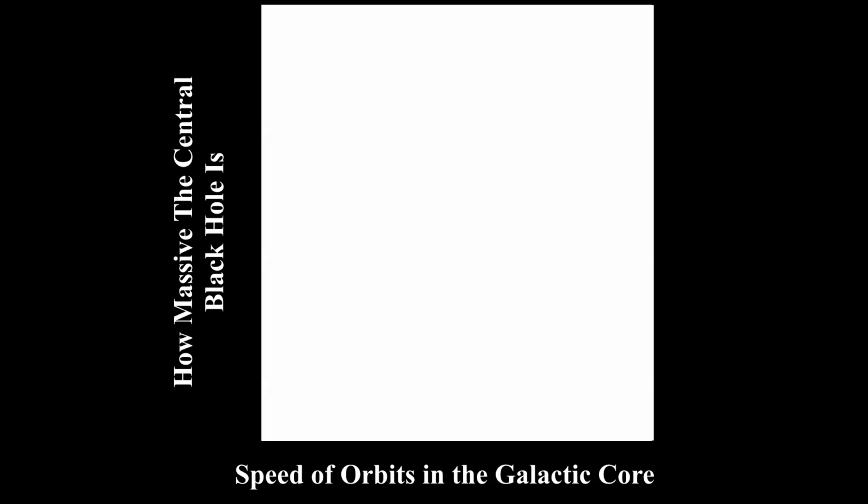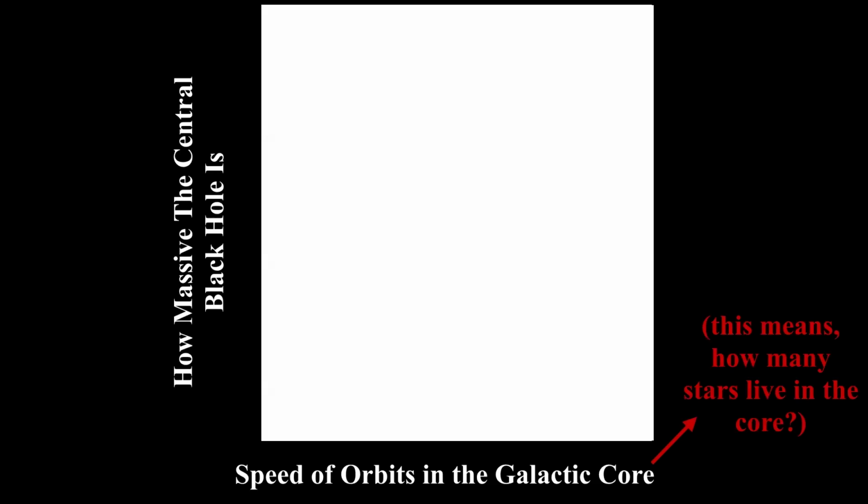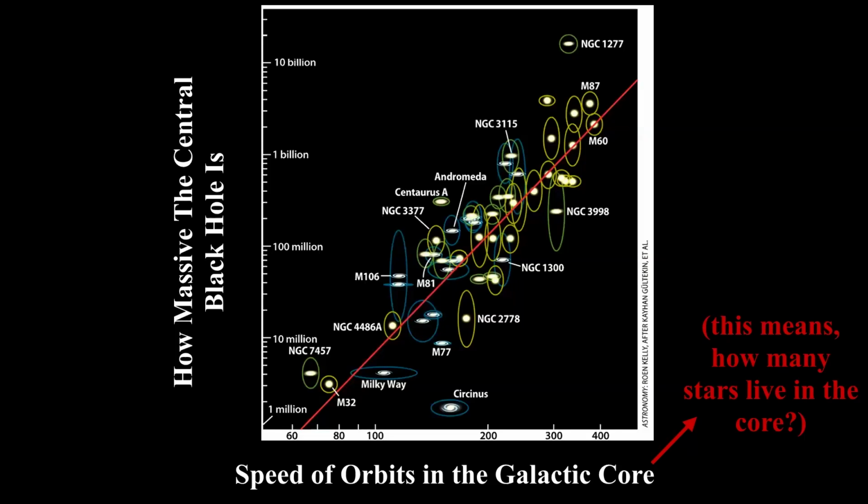So I'm going to show you a plot. I promise there's only going to be a couple. On the y-axis, how massive is the central black hole? How much does it weigh? And on the x-axis, how quickly are the stars moving around in the core of the galaxy near this black hole? What this really means is how many stars live in the core? How packed is it? If we look at all sorts of galaxies nearby, we find this relation, this line, where most galaxies live. As the size of the core of the galaxy gets larger, so does the size of the supermassive black hole living in its center.